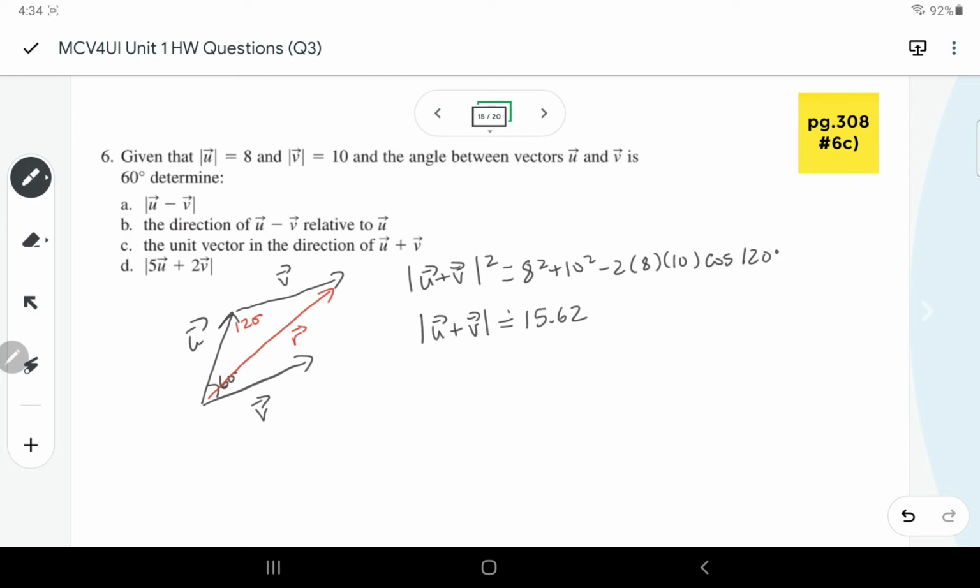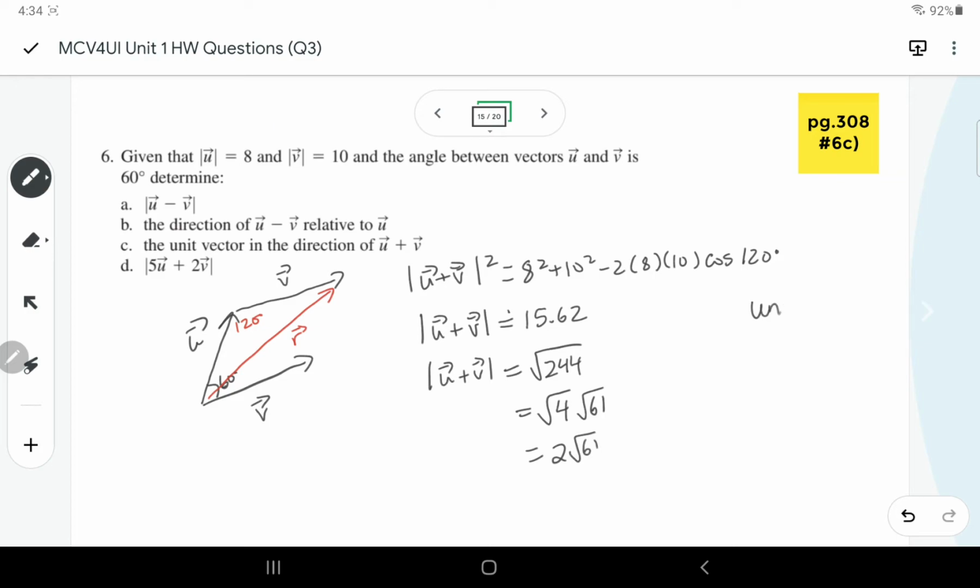And I believe that this one had a note in the outline that the answer in the book was wrong. I think actually in the textbook it left this magnitude as an exact value, which is the square root of 244, and reduce this to a mixed radical. So I know that 4 goes into 244, and it's 4 times 61, so that would be 2 root 61.